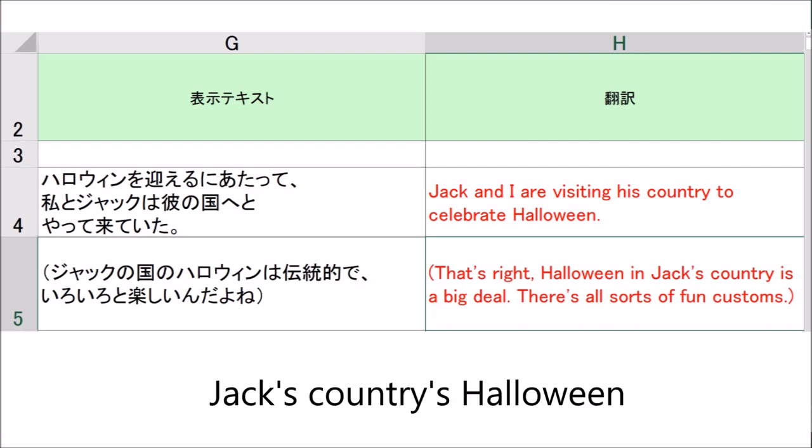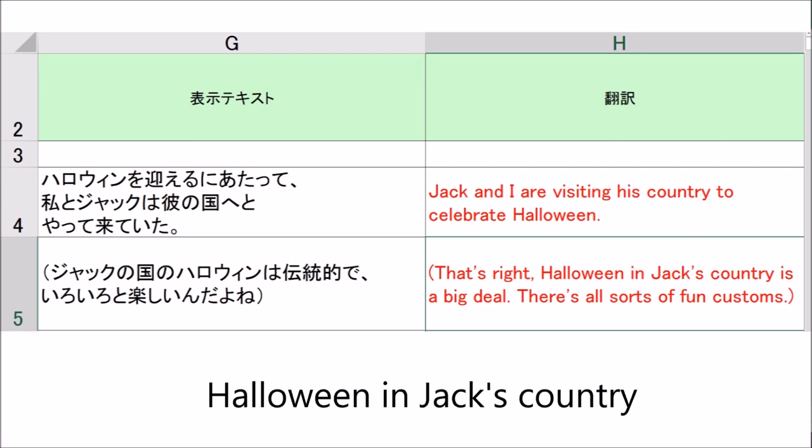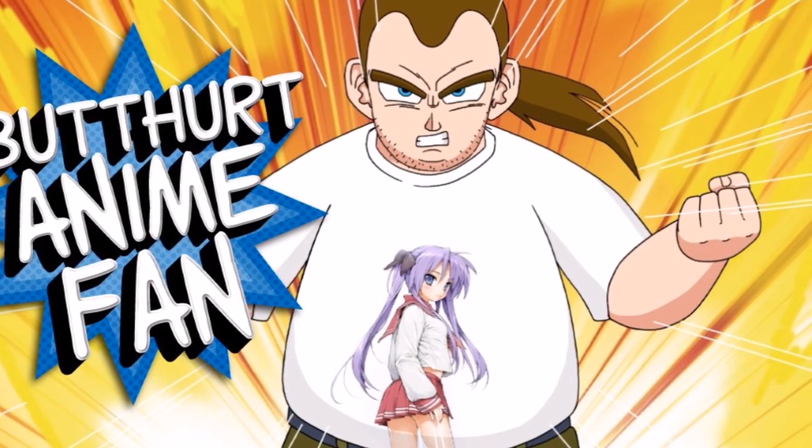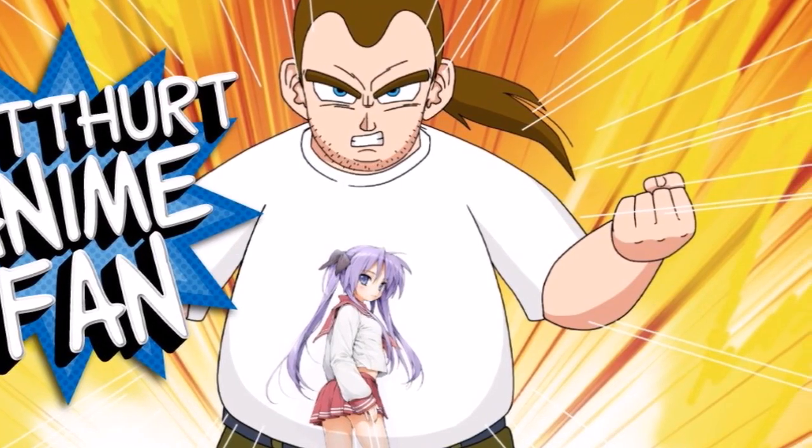As for Jack's country's Halloween, that sounds weird. People don't really talk like that. So it becomes Halloween in Jack's country. Now I added is a big deal, which isn't literally in the original Japanese text, and this is where literal translation purists will get up in arms and say I mistranslated, but stay with me here.